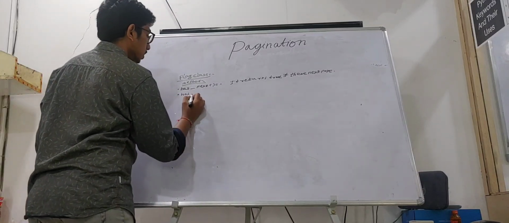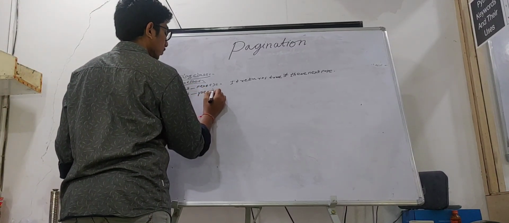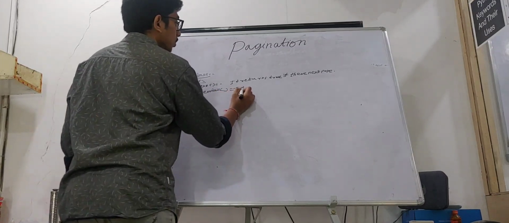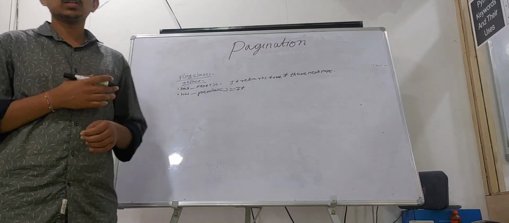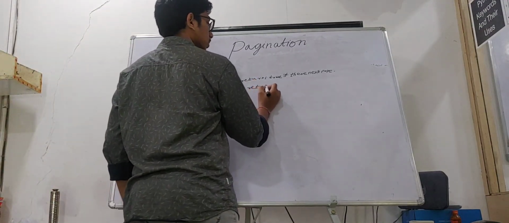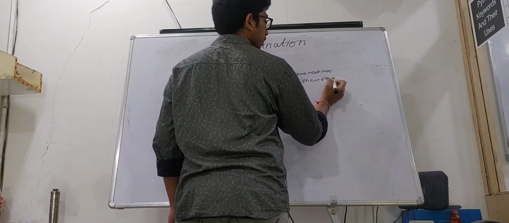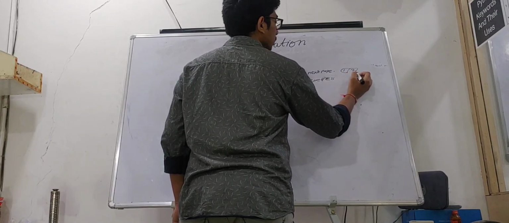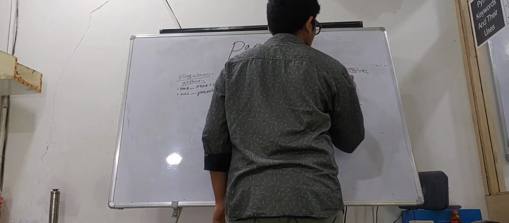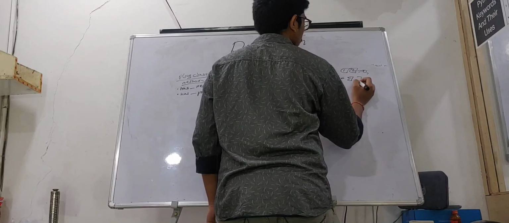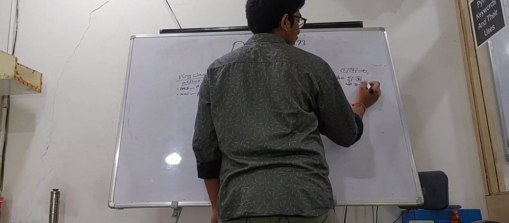And has_previous. It also returns true if there is a previous page, a page before. For example, if pages 1 and 2 exist, then on page 2 it returns true. If you don't have a previous page, only page 1, it returns false.